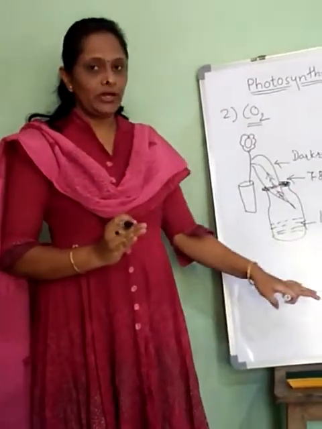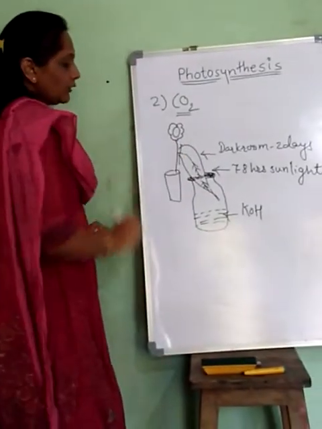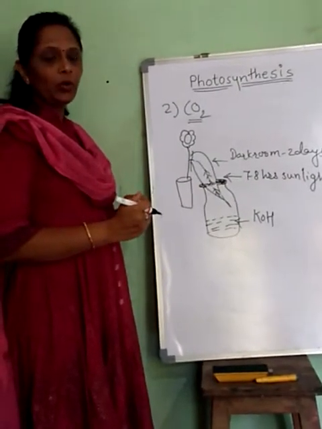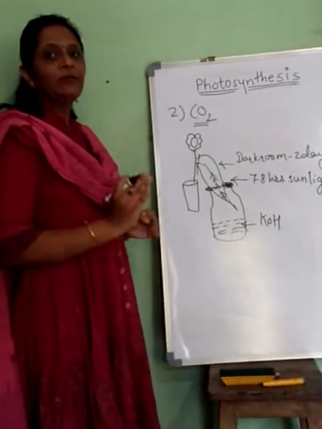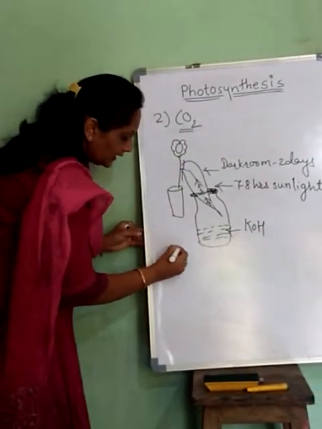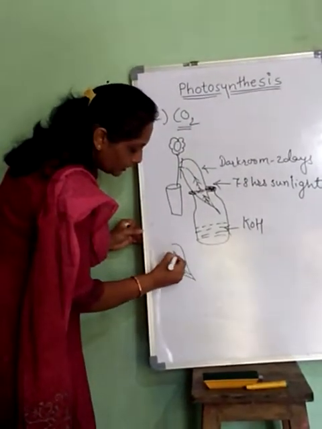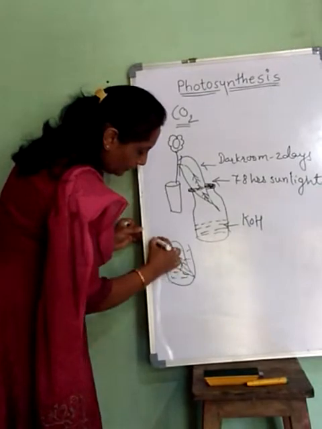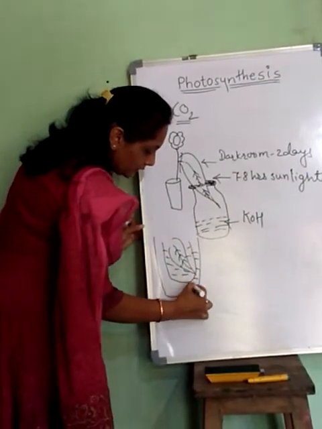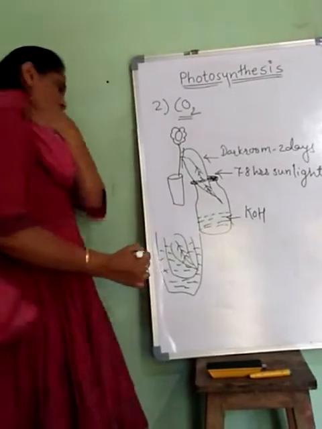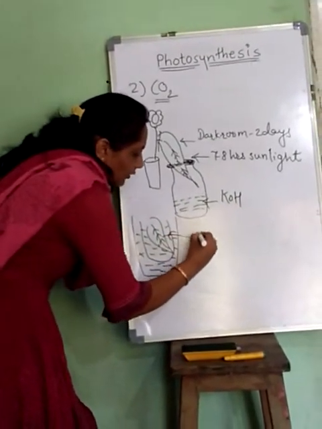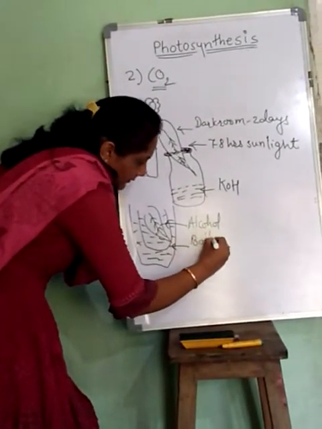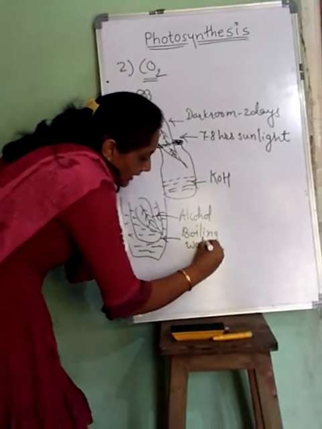Then after 7 to 8 hours, we are going to detach this leaf from the plant. In the same way as we did yesterday, we will do the double boiling in alcohol and then the iodine test with the leaf. We take this leaf in a small beaker first, which contains the alcohol, and we place this in a large beaker containing water. Here in this beaker there is alcohol and in this the boiling water. So this is called double boiling.